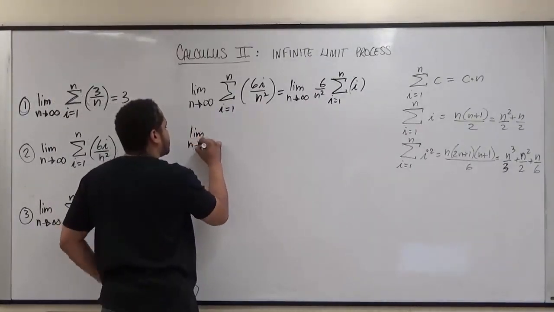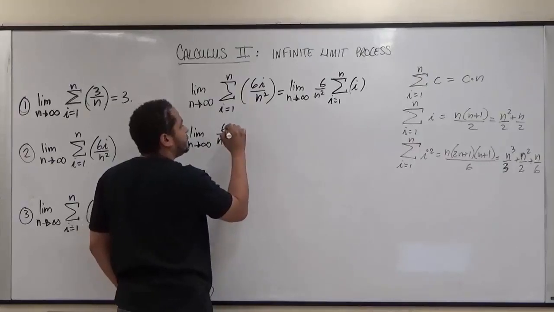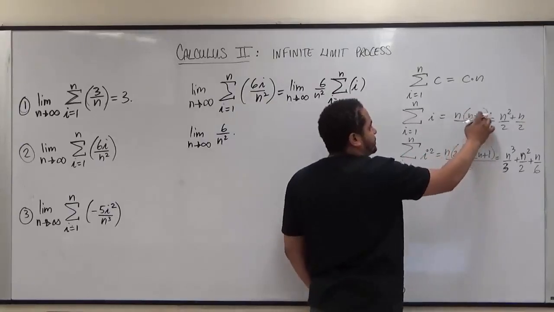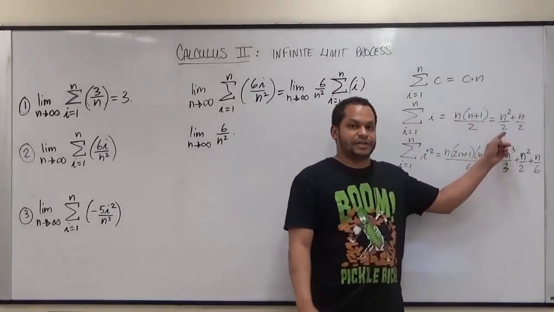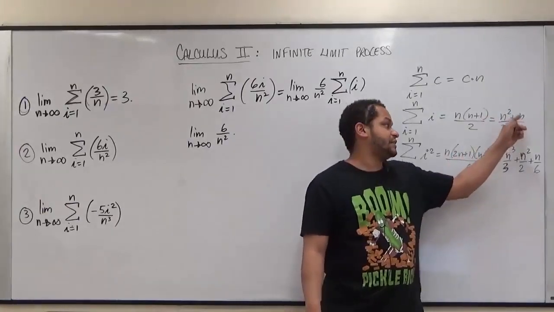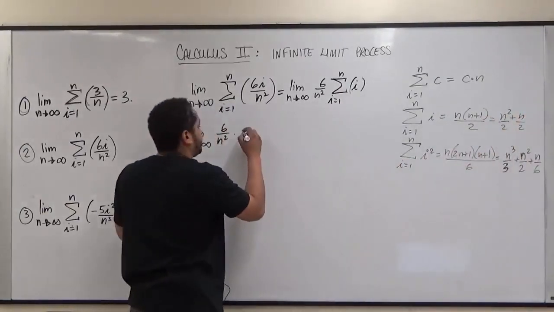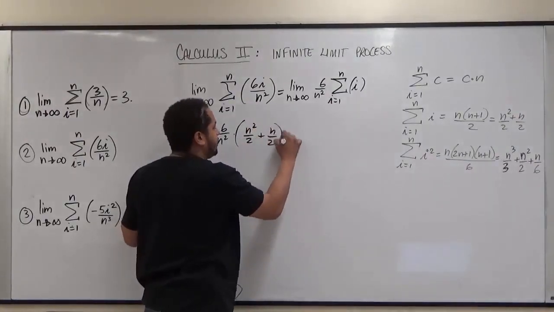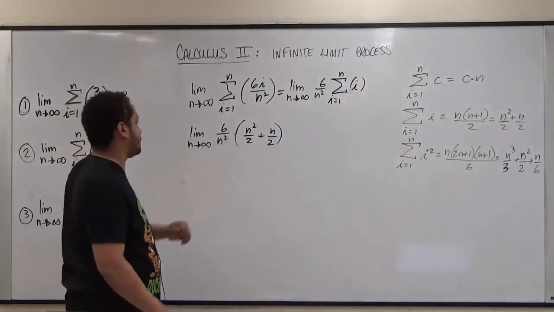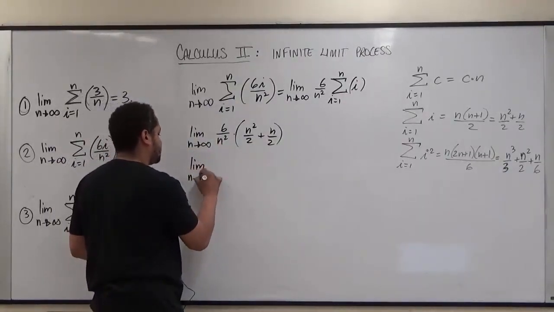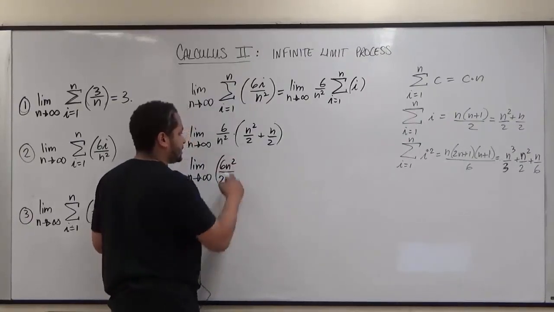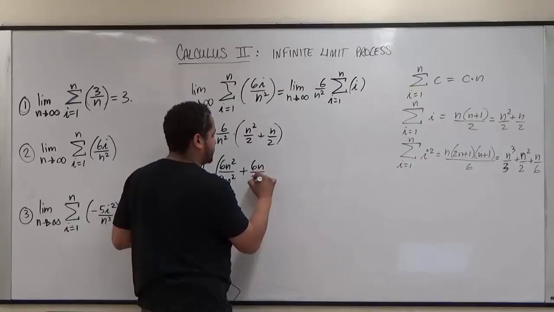So we have the limit as n approaches infinity, 6 over n squared times, and the formula for this sum of i is right here: n times n plus 1 over 2. The simplified version after distributing is n squared over 2 plus n over 2. So this will be the multiplying factor. Here we're going to put this in parentheses, n squared over 2 plus n over 2, and what we want to do is distribute this term to each of them. So now we have the limit as n approaches infinity of 6 times n squared is 6n squared over n squared times 2 is 2n squared. And then the second term we have is plus 6n over 2n squared.